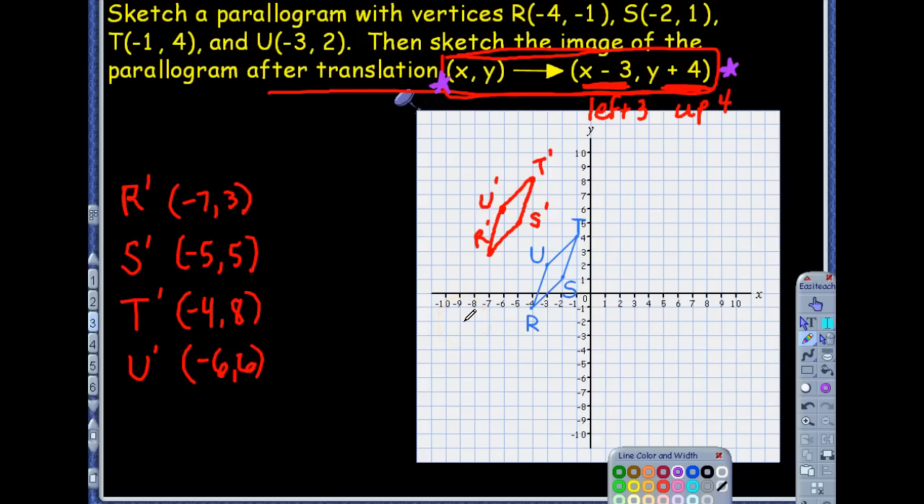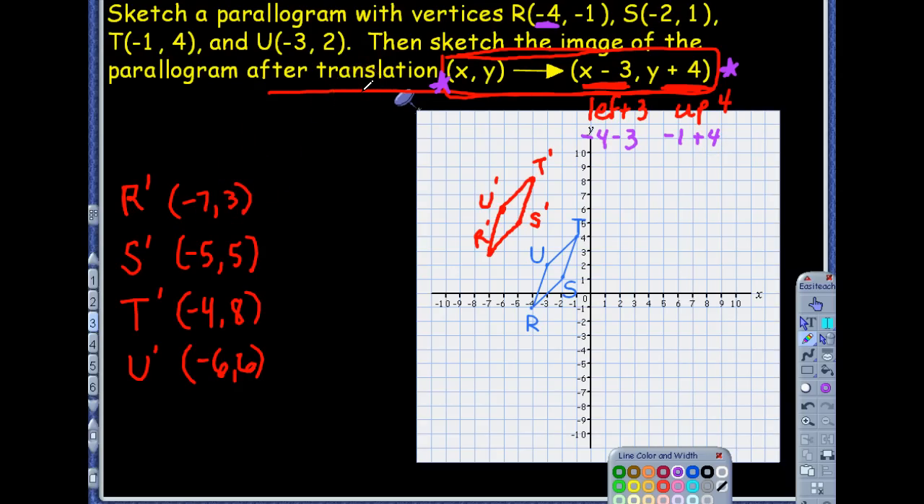Yeah, it looks like I'm just taking whatever the x value was and subtracting 3 from that x value. So it's kind of like putting -4 in for x. So it would be -4 minus 3. That gets you the -7. Right. And then if I put -1 in here, -1 plus 4, that gets you 3. So you're basically subtracting 3 from every x coordinate.